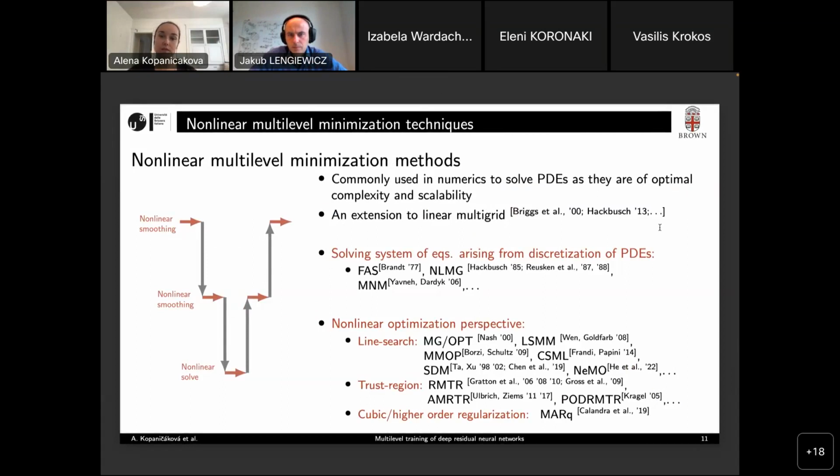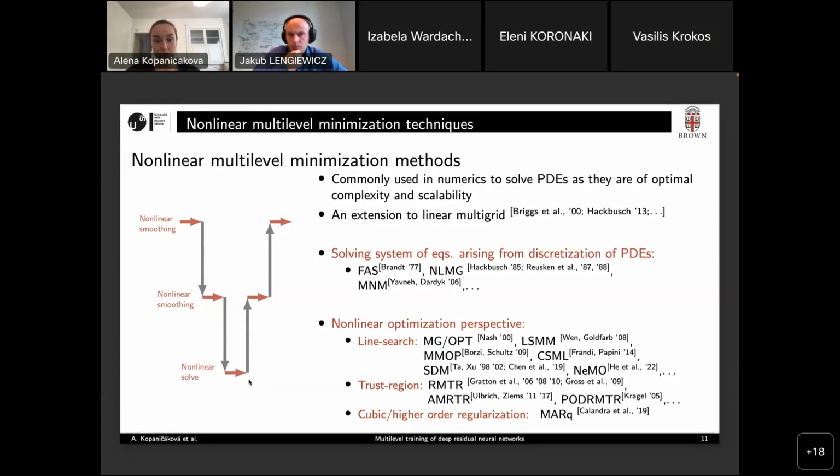And they were initially designed to solve partial differential equations which were elliptic, but later these methods were extended also to nonlinear systems of equations. So the idea behind multi-level methods is to build a solution process which contains two complementary techniques, which are nonlinear smoothing and nonlinear coarse grid solve, where nonlinear smoothing is removing high frequency components of the error, while coarse grid solve is removing low frequency components of the error.